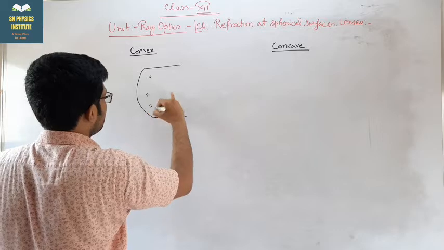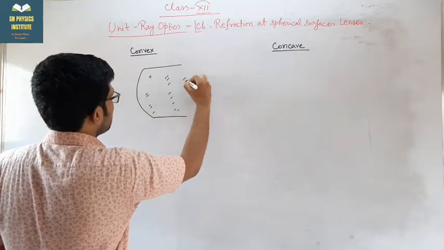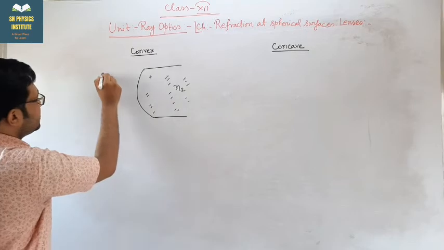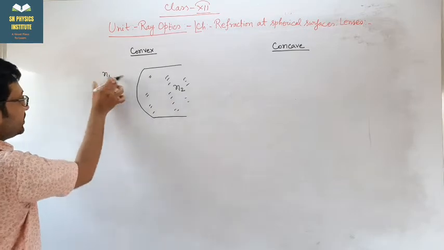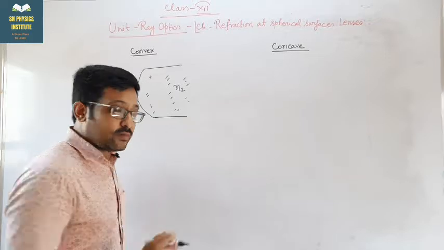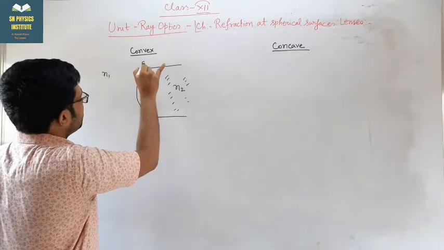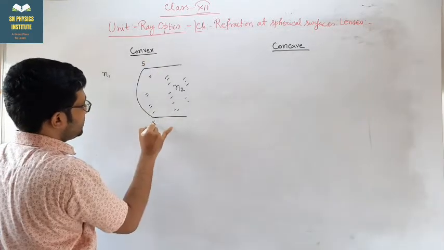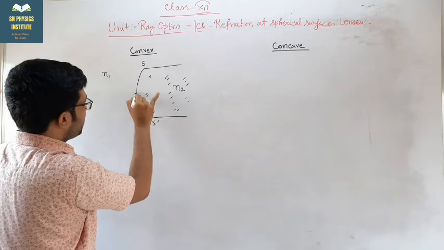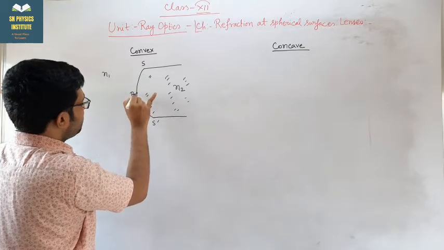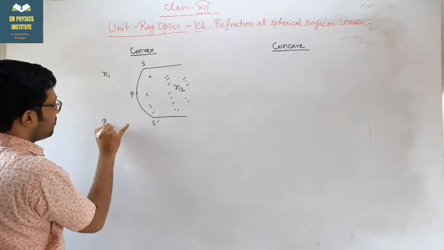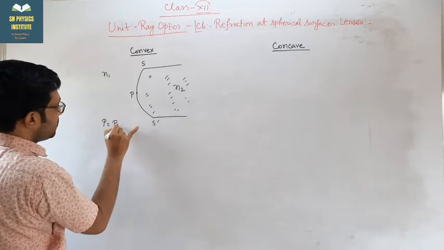Here this is the denser medium which has refractive index n2, and this is the rarer medium which has refractive index n1. Suppose this is S prime, and the middle point here is P. P is known as the pole.